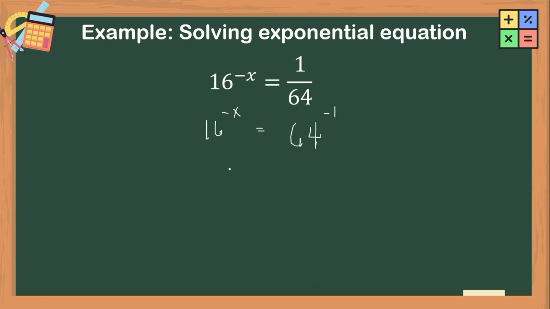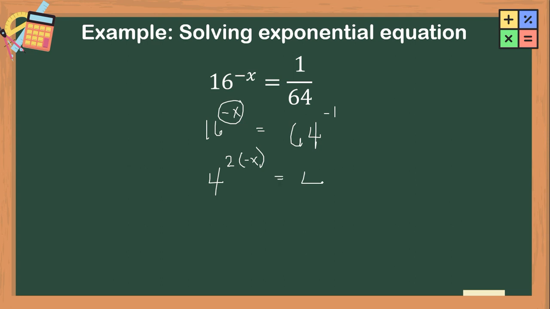And now, what is our base na kung saan magiging pareha si 16 at 64? Isip kayo. 4. Very good. I'm going to write 4 here, raised to what? 2. 2 times negative x. Diba may negative x? Gets po?